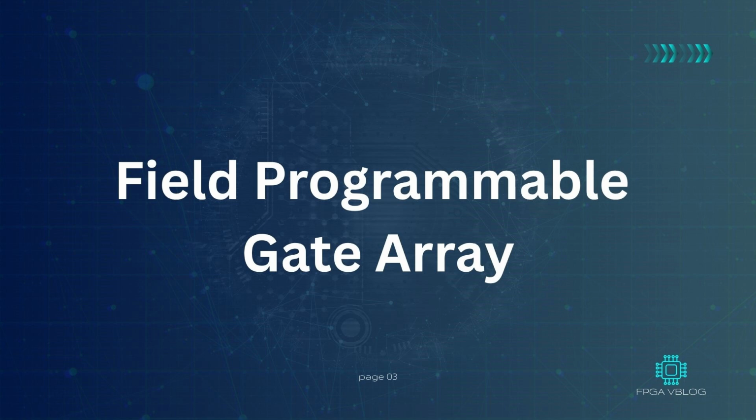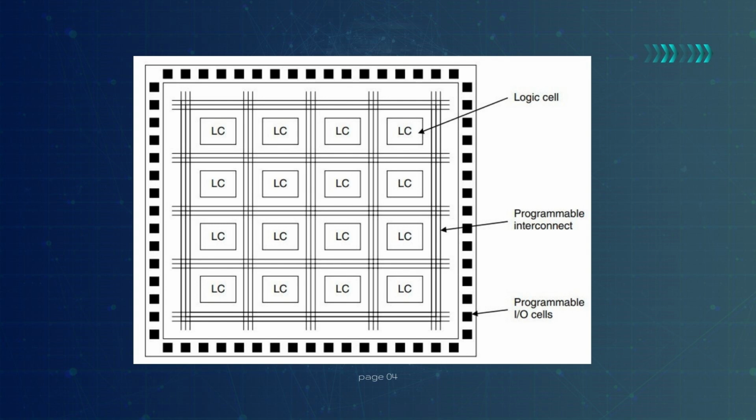Let's look at the very basic architecture of the FPGA. It is made of logic cells, programmable interconnects, and I/O cells. Logic cell contains LUTs and flip-flops to make combinational and sequential logics. Programmable interconnects are used to build the connection between multiple logic cells to create the required circuit. FPGA device takes the inputs and outputs through the I/O cells.